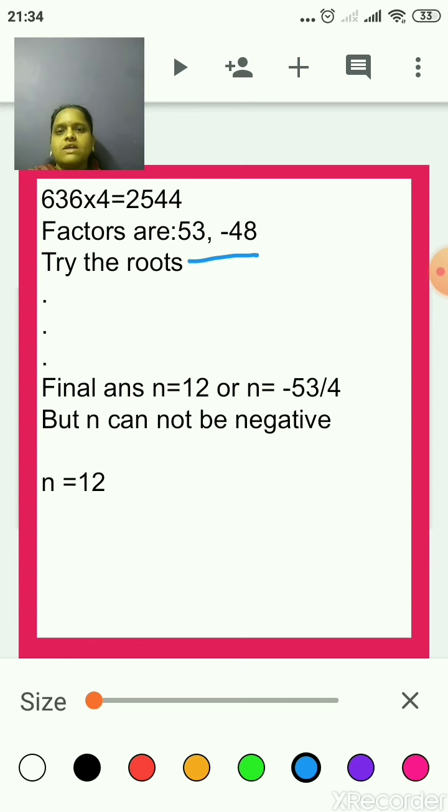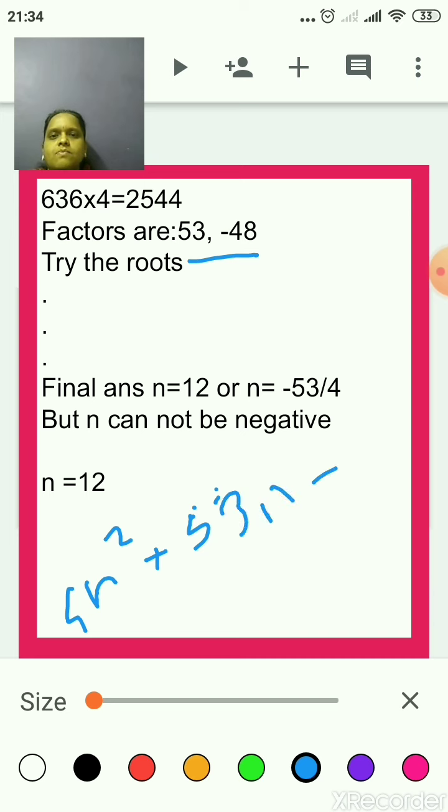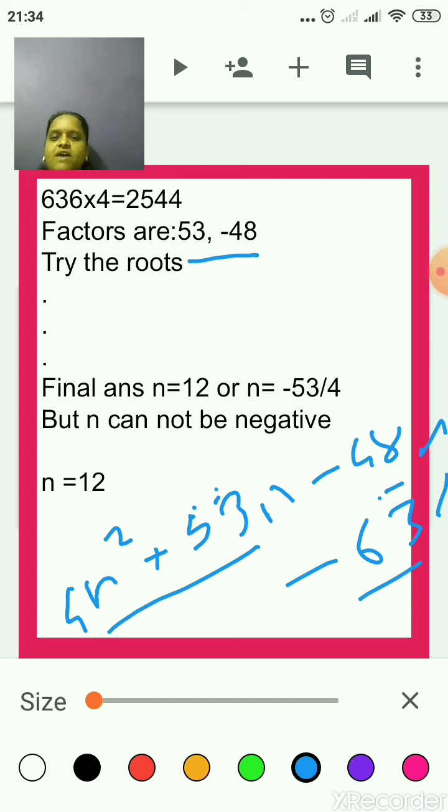Now I have given the dots over here. You know how to simplify the roots by splitting the middle term. So it will become what? I will just give you one step over here: 4n square plus 53n minus 48n, then minus 636 will be your first step. So split the middle term, make the groups and find the roots. When you find the roots, you will get the two roots as n equal to 12 and n equal to minus 53 by 4.